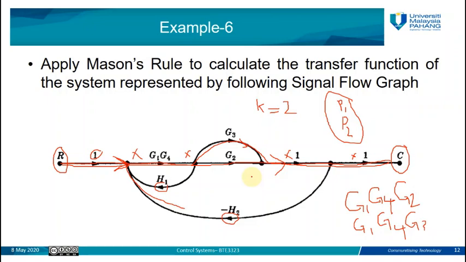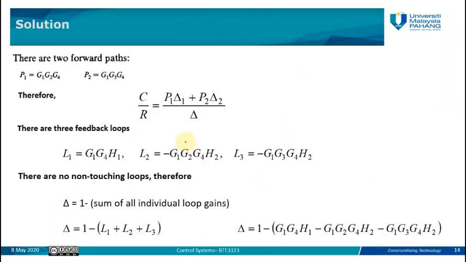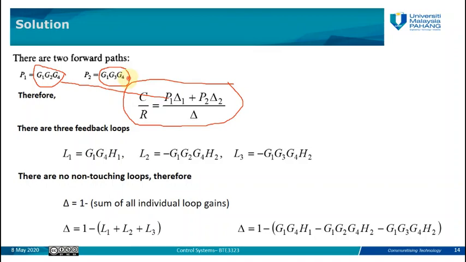Okay, so we go back to our example here. We already found P1 and P2, and our transfer function will take this form. It will be C(s) over R(s) equal to P1 delta 1 plus P2 delta 2 over delta, where P1 is equal to this value G1, G2, G4, and P2 will equal this value G1, G3, G4. So P1 is here, and P2 will be here. Okay. Now we need to find the other three variables, which are delta 1, delta 2, and delta.